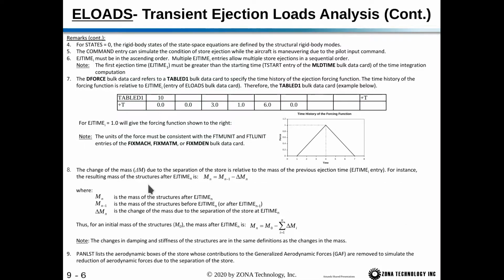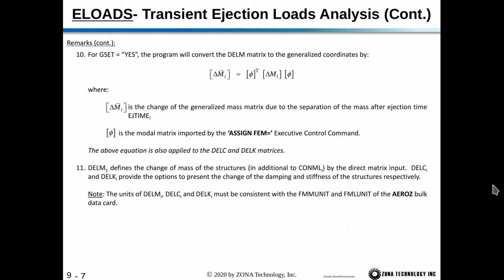And then we talked about the change of mass here. Okay, we talked about the G-set option. Final note here for the del M, del C, and del K matrices. The units are in the FMM unit and FML unit, which are defined in the ZAERO Z bulk data card. So those are the model units, which is what you would assume because that matches the Nastran units.